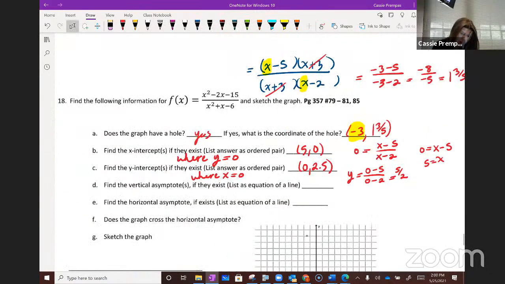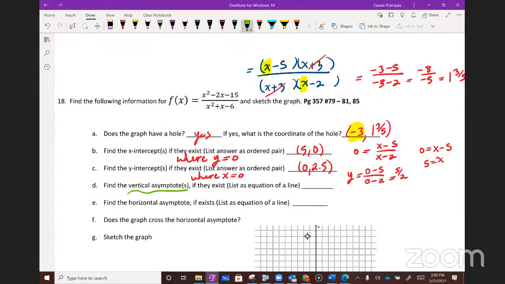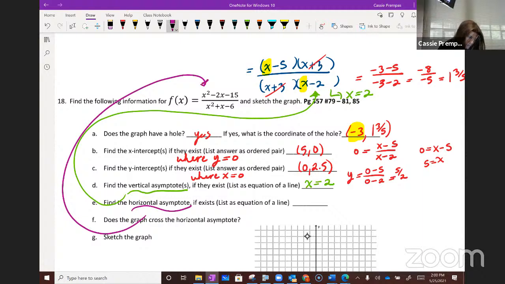And then, Karis, do you remember how we find the vertical asymptotes? That's where you set it equal to 0. So x equals 2 will be a vertical asymptote. And then we reviewed the horizontal asymptotes. Do you know what the horizontal asymptote would be for this function?